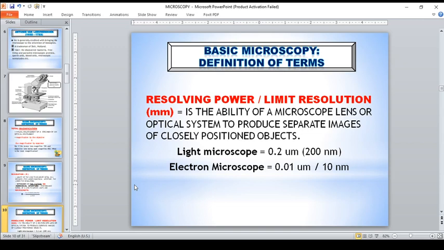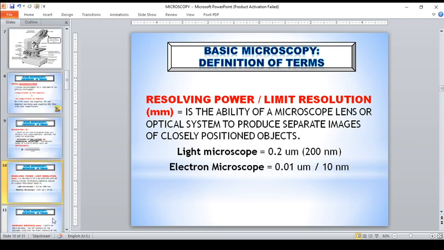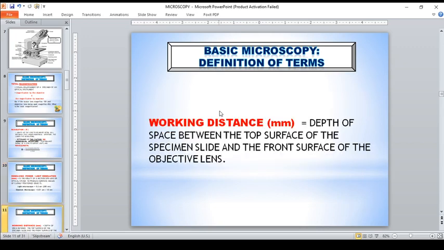Okay, so for light microscope, the resolving power is 0.2 micrometer. Okay, and for electron microscope, that is 0.01 micrometer or 10 nanometer. Okay, so micrometer and nanometer.